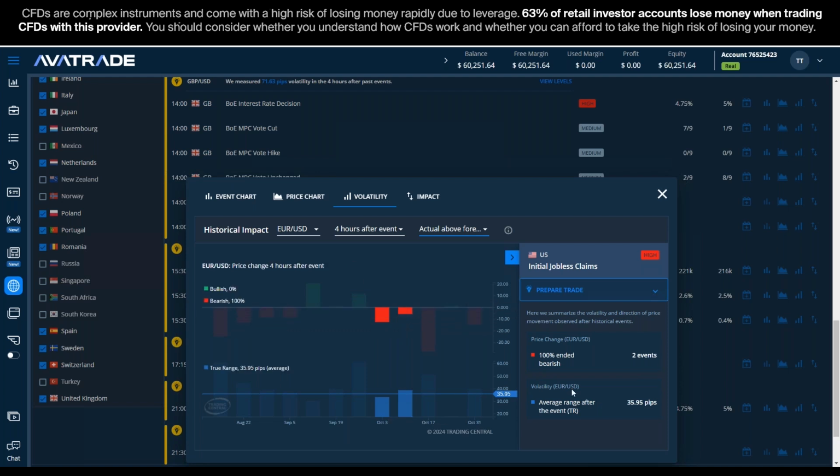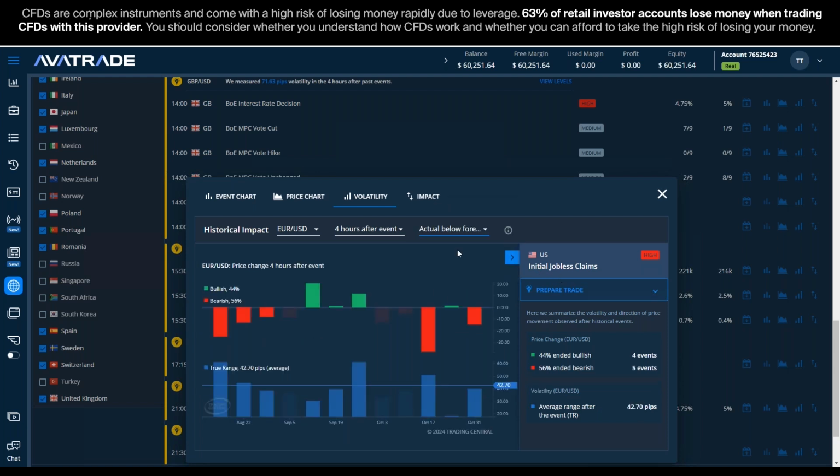Not in a huge way. After 4 hours, barely 40 pips movement. Okay, not even. 35.9, almost 36 pips movement after 4 hours time. So it seems like not a big effect if this comes in above forecast. Below forecast, larger effect. Okay, I see a larger pip movement, almost 43, not 36.